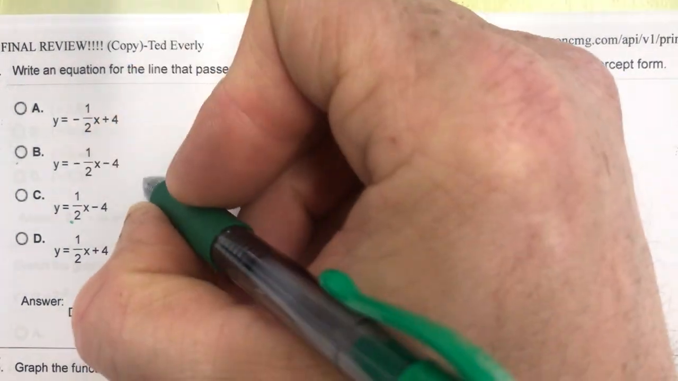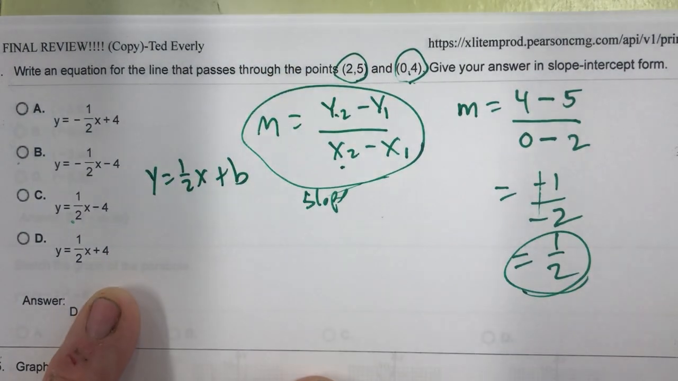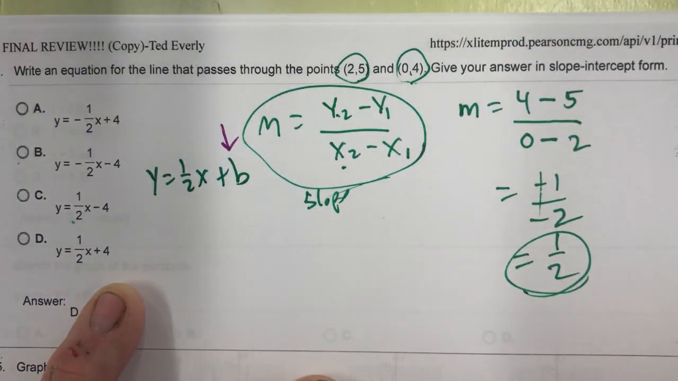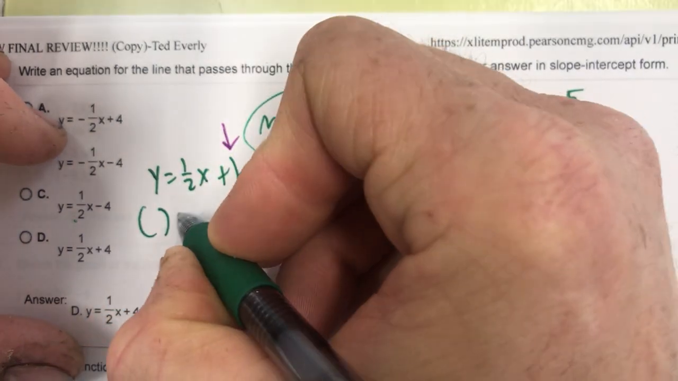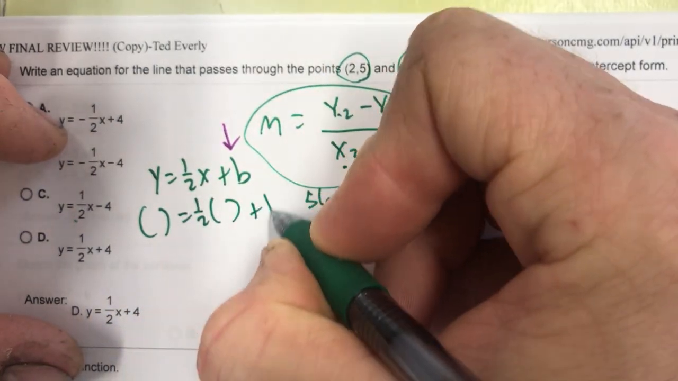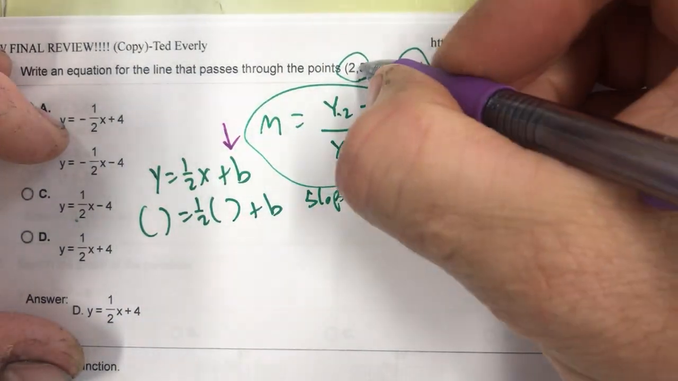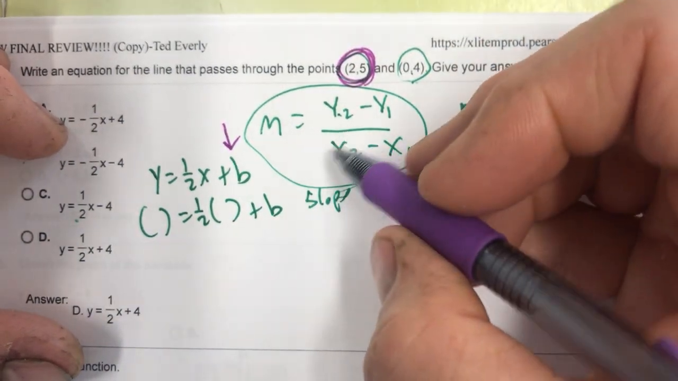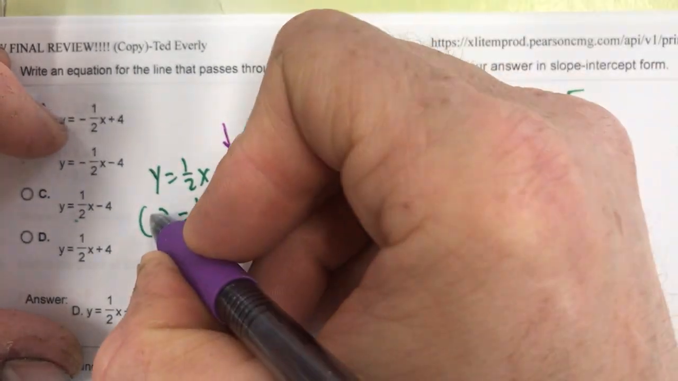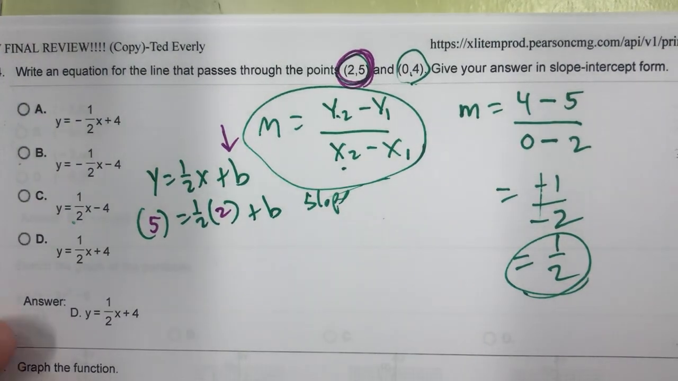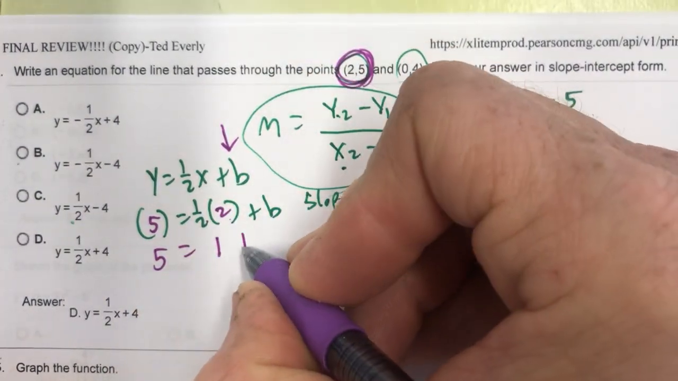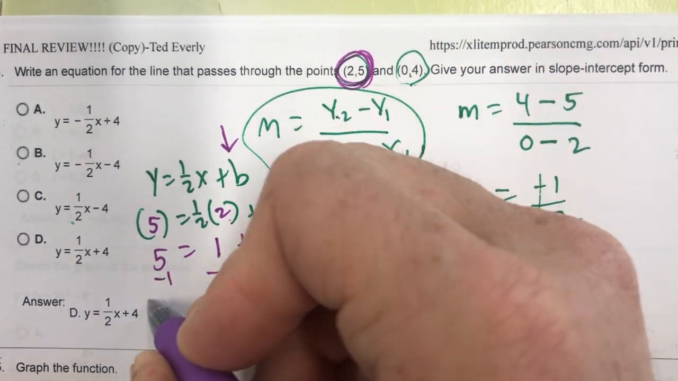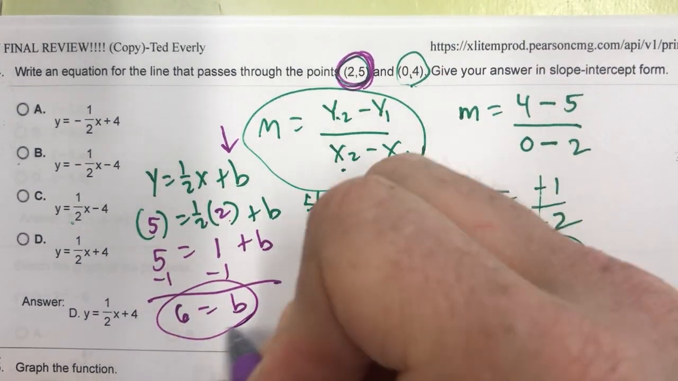Which means I have y equals 1/2 x plus b. I've got to figure out what this y-intercept number is. What I'm going to do is take y equals 1/2 x plus b and use one of these points here. I'm going to take 2 and 5. I'm going to put 2 for x and 5 for y. Which gives me 5 equals 1/2 times 2, which is 1, plus b. And if I subtract 1 on both sides, b is 6.